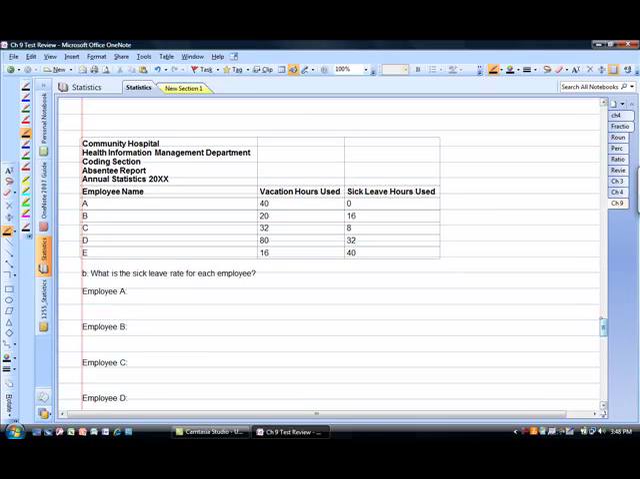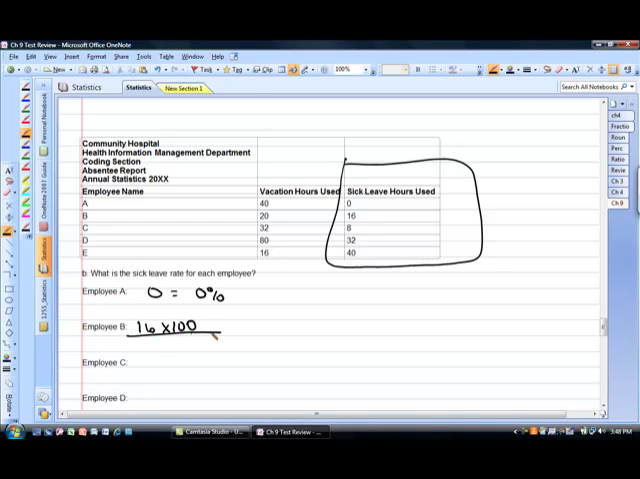Okay, now we want to know the sick leave rate for each employee. So what we're going to do is look here at this column. This employee had 0, so it's going to be 0 for our sick rate. The next employee had 16. We're going to multiply that by 100, put it over our 2080. That gives us 0.77%. Next employee had 8 days of sick leave. We're going to set that up the same way. We get 0.38%.